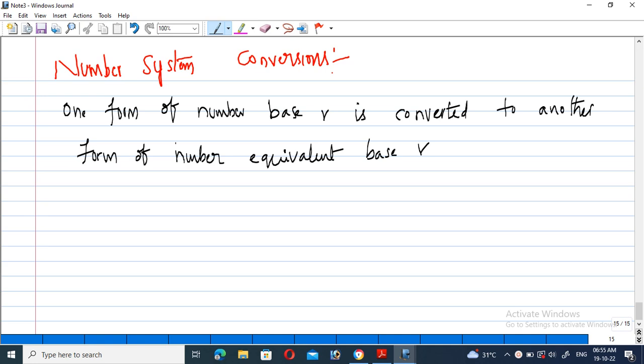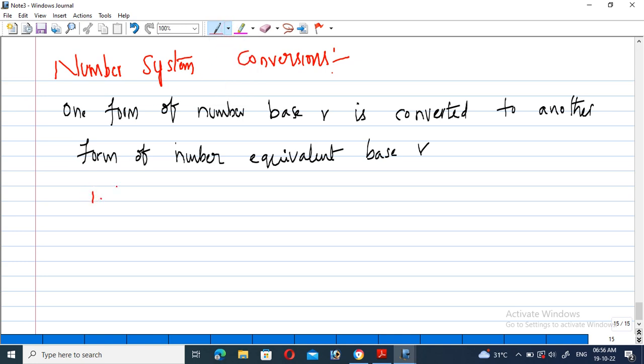If a number system has a base, then the number converted to another form is also equivalent in the base of the corresponding number system. So the conversions of number systems are given below. Let us see what the number system conversions are, one by one.